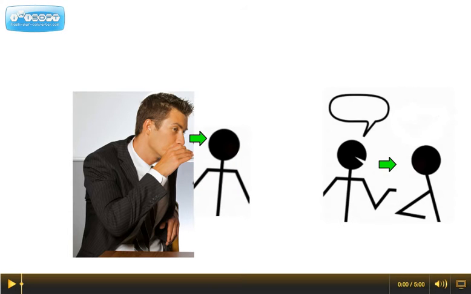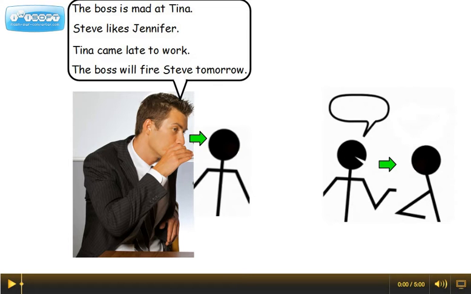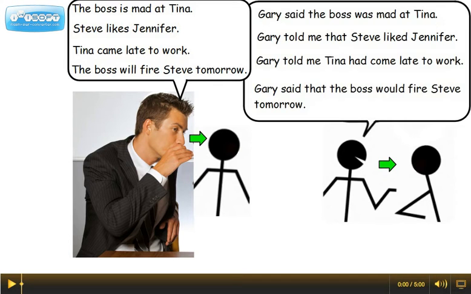The situation we have here is Gary is telling these statements directly to someone who then later reports what Gary said to another person. Here are Gary's original statements. And here is how they are reported. The first thing you should notice is that we need to use reporting verbs said or told. This is very similar to reported requests in the previous video.